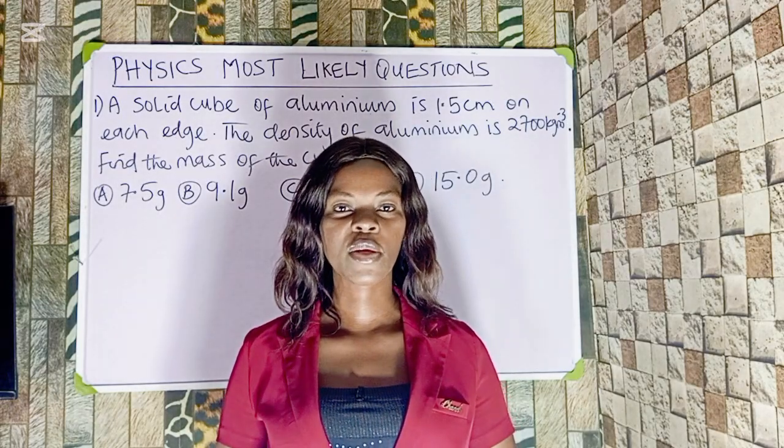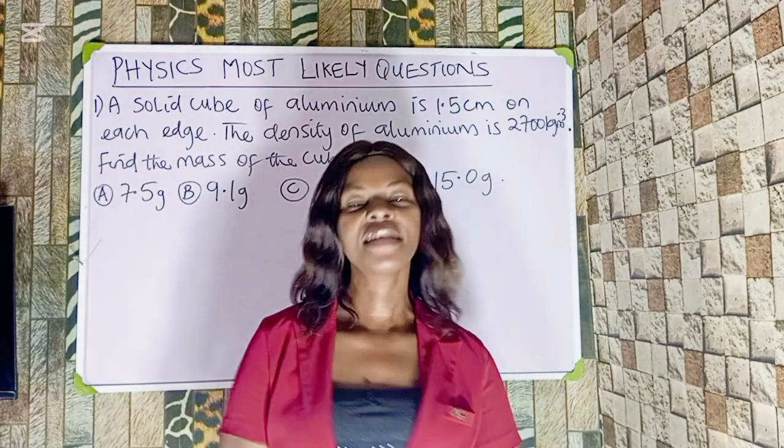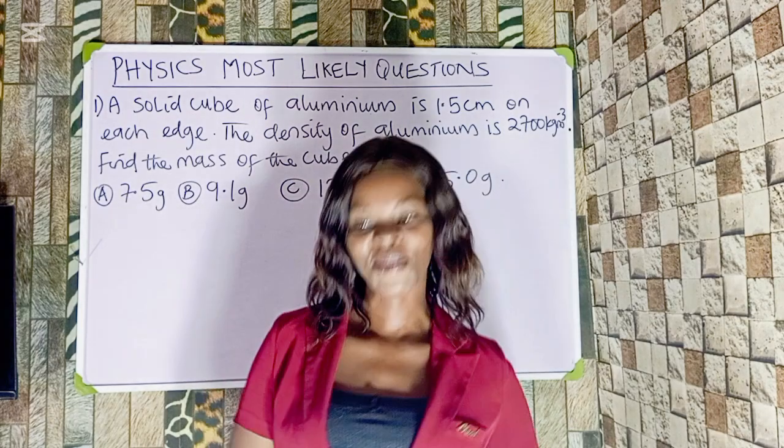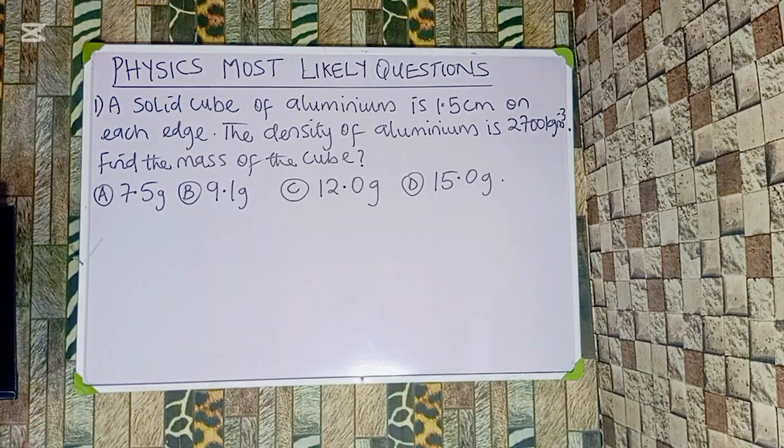If you come across this question in your forthcoming exams, this is how you are going to solve it. Let's go. A solid cube of aluminium is 1.5 centimeters on each edge. The density of aluminium is 2,700 kilogram per meter cube. Find the mass of the cube. Option A is 7.5 grams, option B is 9.1 grams, option C is 12.0 grams, and option D is 15.0 grams.